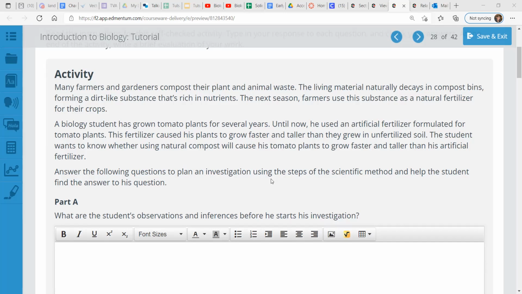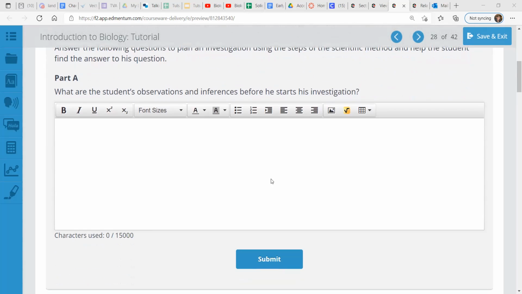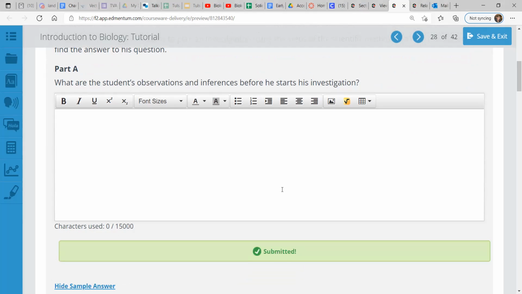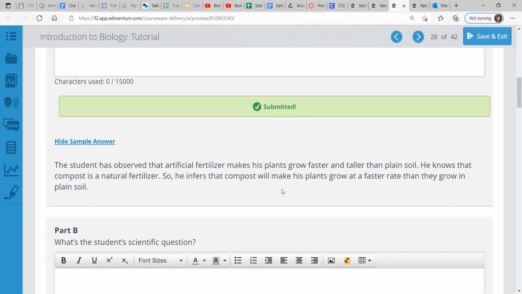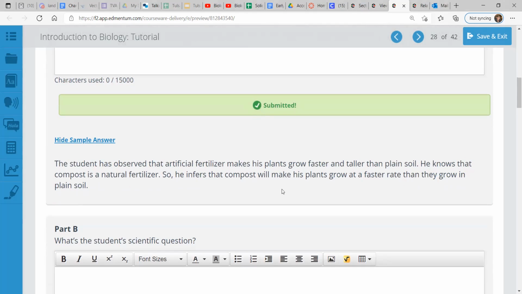And this student wants to know, okay, so can natural compost actually perform as well as artificial fertilizer? Part A, what are the student's observations and inferences before he starts his investigation? Well, all right, so what does he observe? What is he inferring about? What is he taking an educated guess about? And he's logically thinking about, okay, so what's going to happen?